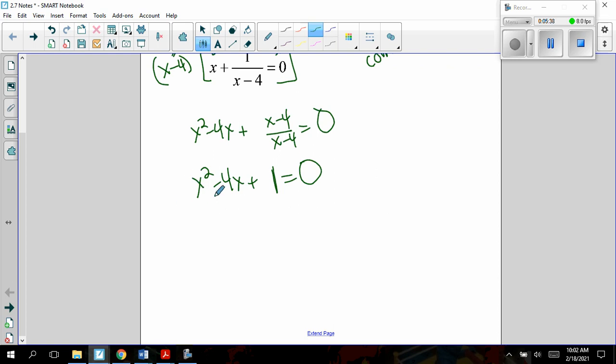Okay, now from here, great. Now it doesn't have fractions anymore. You have to keep solving, and in this case, with it being a quadratic, nothing's going to multiply to 1 and add to negative 4, so I have to do my quadratic formula.